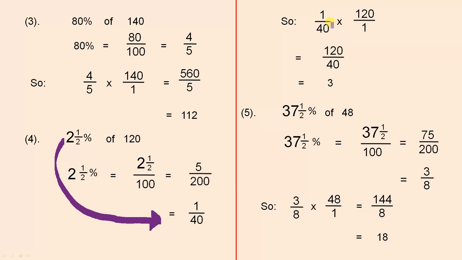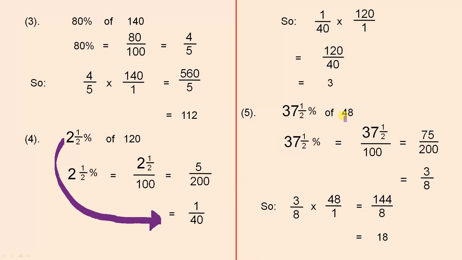Now, we have 1 over 40 times 120 over 1, because that was the original sum. 1 times 120 is 120. 40 times 1 is 40. 40 divided into 120 is 3, so it goes 3 times.